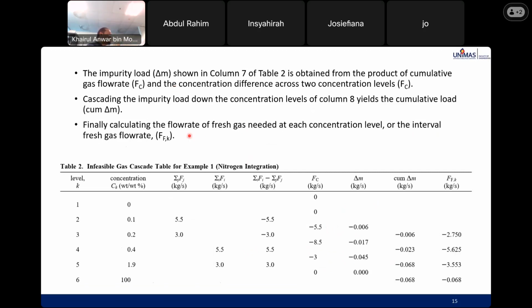The impurity load delta M shown in column 7 of table 2 is obtained from the product of cumulative. We are still at cascading. This is the first table for gas cascade, which we started with 0 FC. So we need to calculate delta M, cumulative delta M, interval fresh flow rate, fresh gas flow rate FFK.